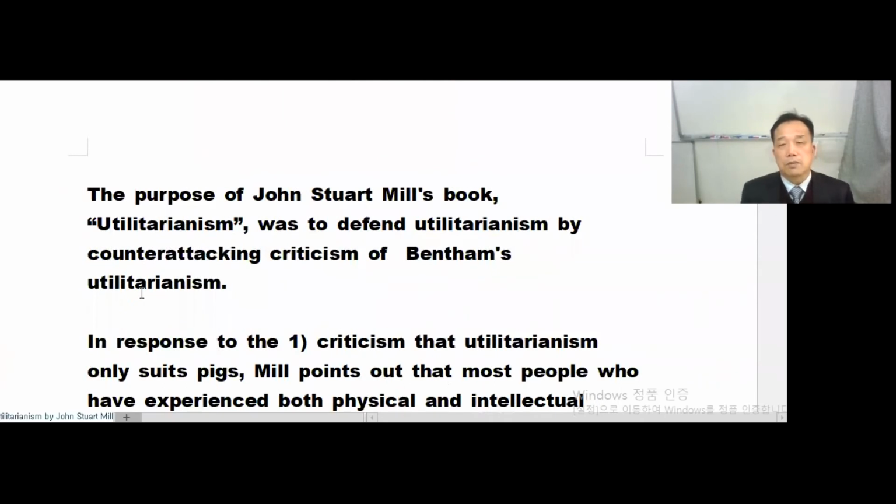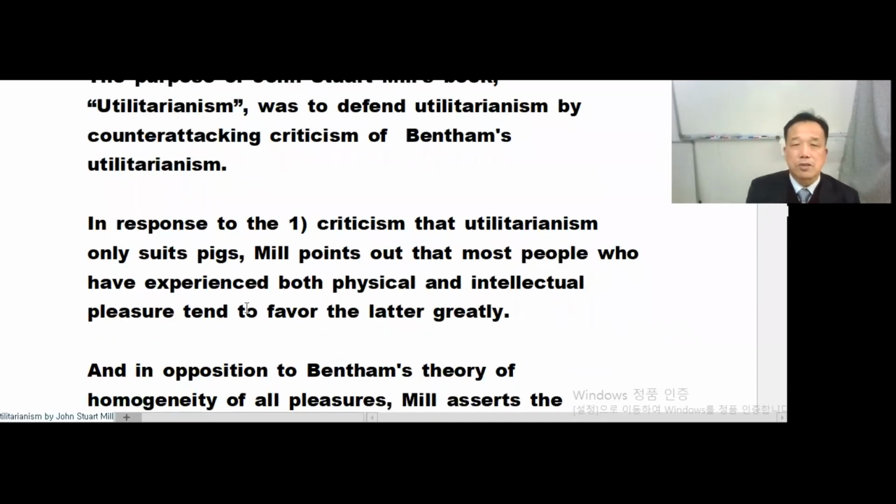The purpose of John Stuart Mill's book, Utilitarianism, was to defend utilitarianism by counterattacking criticism of Bentham's utilitarianism. In response to the first criticism, that utilitarianism is only a doctrine fit for pigs, Mill points out that most people who have experienced both physical and intellectual pleasure tend to favor the latter greatly.